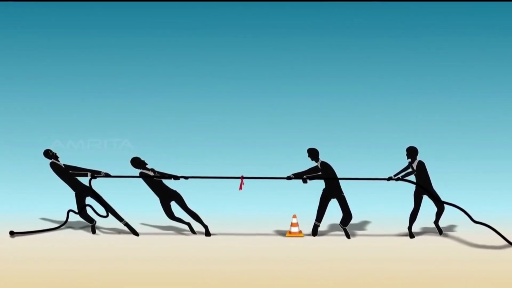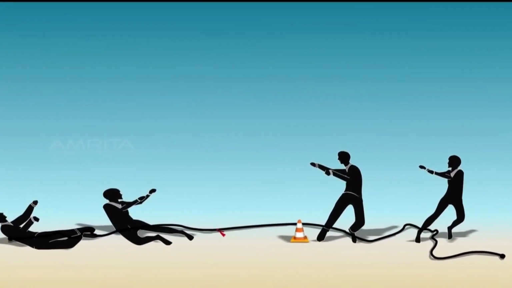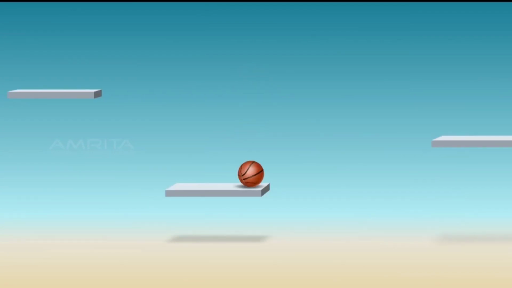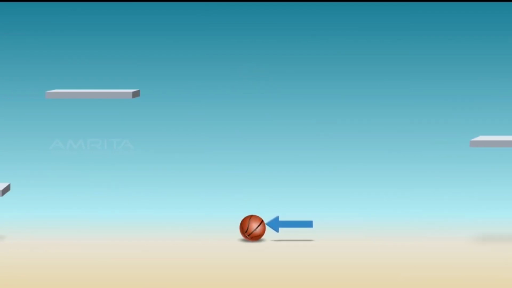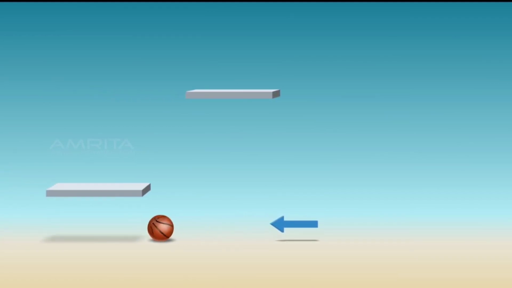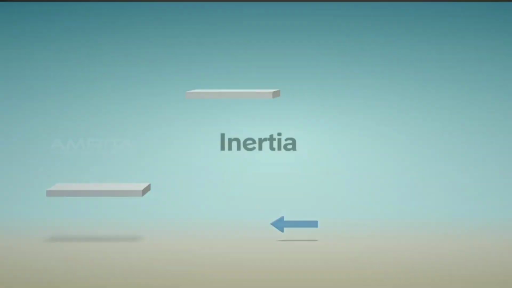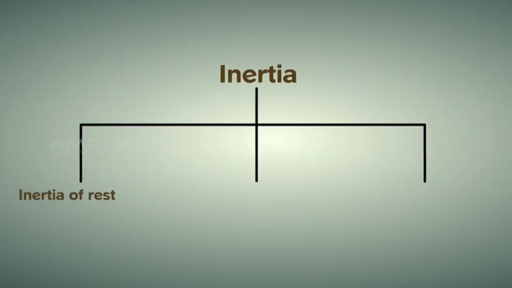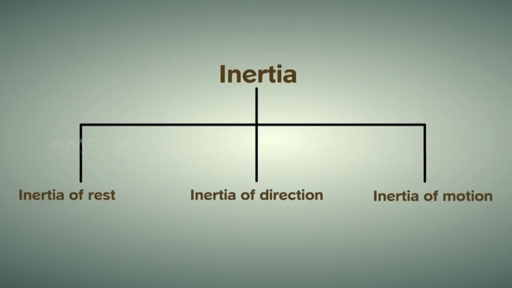If one of the teams lets go of the rope, the opposite team falls backwards. This tendency to fall backwards despite letting go of the rope is due to inertia. That is, if an object is at rest, it tends to remain at rest, and if it is in motion, it tends to stay in motion. This property of an object is called its inertia. Inertia can be classified into 3 categories: inertia of rest, inertia of direction, inertia of motion.